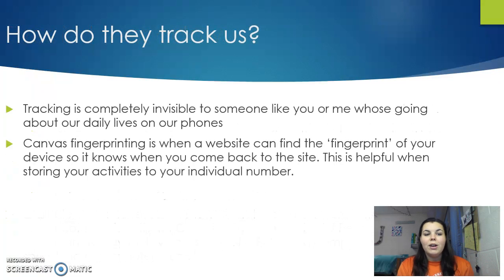How do they track us? Tracking is completely invisible to someone like you or me who's going about our daily lives on our phone. We go through so many sites a day, we click on so many posts, and you never know that anyone's watching you until you see the ad pop up on your phone that's something that you were just looking for. Canvas fingerprinting is when a website can find the fingerprint of our device so it knows when you come back. This is super helpful when storing your activities to your individual number because the sites can then track your individual IP of your computer or your cell phone and put them into your file.